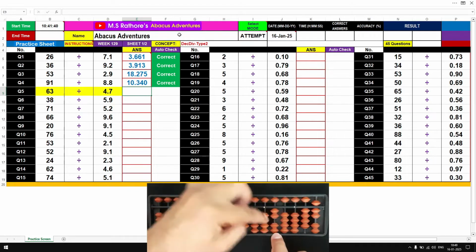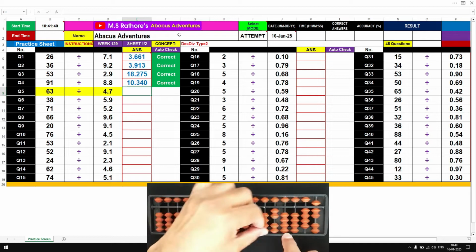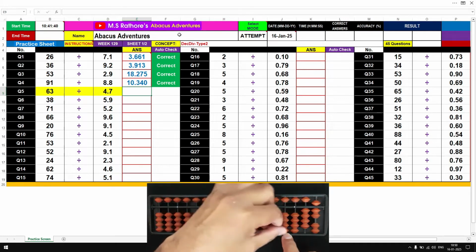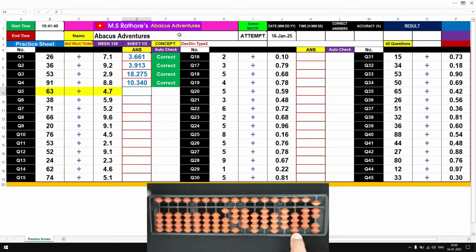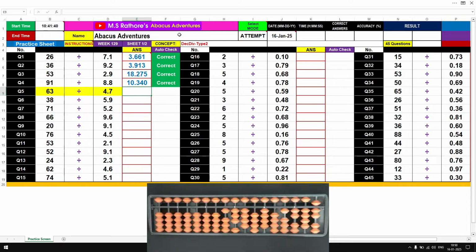4 zeros are 0, shifted, 7 zeros are 0. New round, 20 is the new value. 4 fours are 16, finger shifted, 7 fours are 28, and the sum is over. The answer is 13.404.